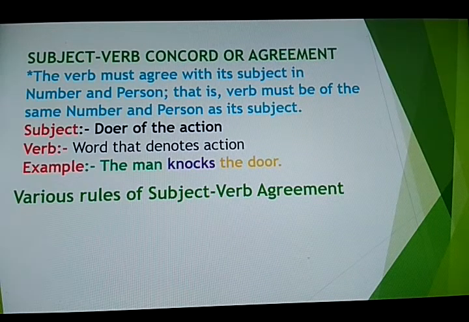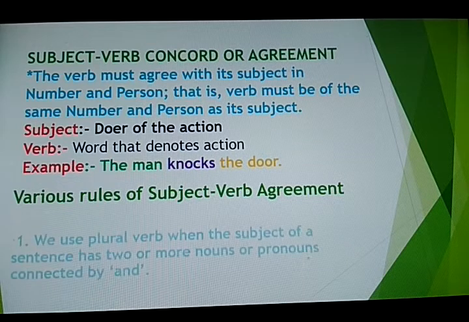First person: singular is I, and plural is we. Second person: singular is you, plural is you. And the third person: singular is he, she, it, and the plural is they. So, various rules of subject-verb agreement, we will study about this.